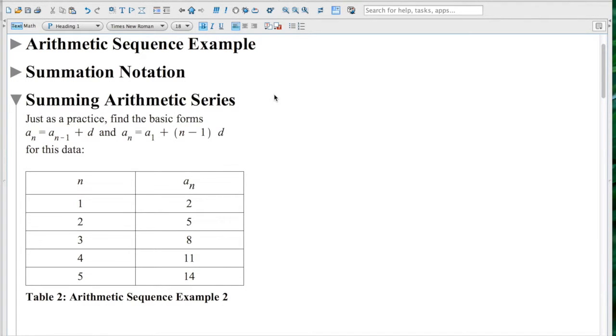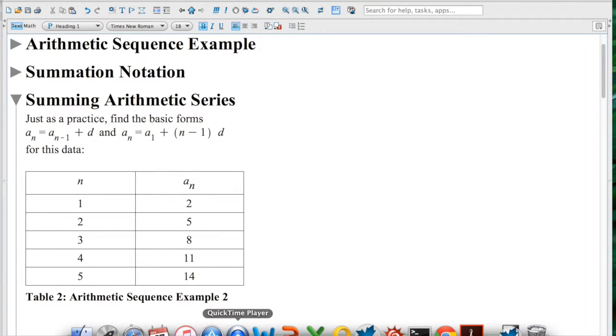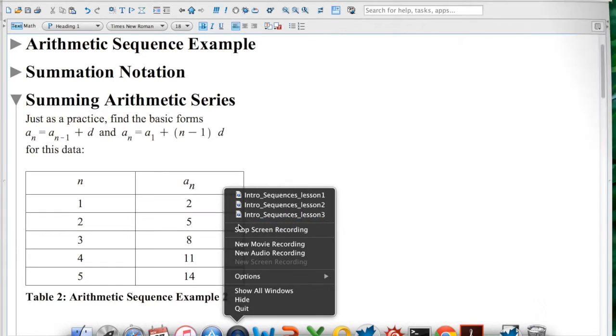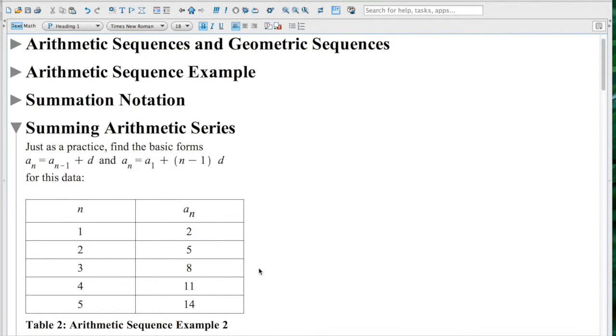So here's another arithmetic sequence. Here's the data, here's the index, and here's the a of n values. Just for practice, I want you to produce the recursive form and the closed form for this arithmetic sequence. Okay, so I'm going to presume that you have a closed form equation for this sequence.